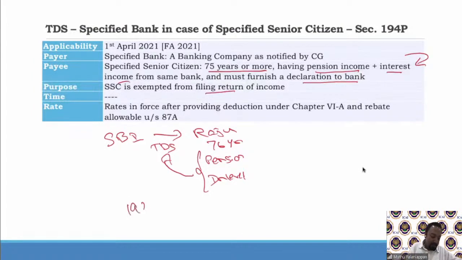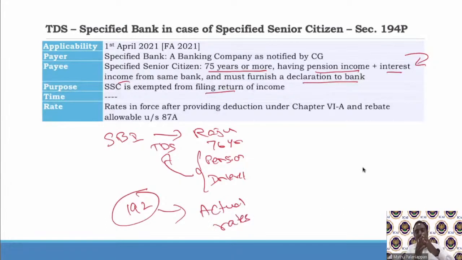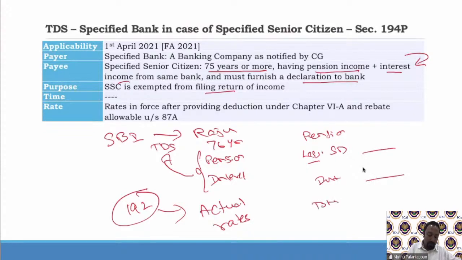Like your section 192. What do you do in 192? Actual rates. You calculate the total taxable income, on that you calculate the TDS, then deduct, right? Similarly for this also, you calculate the total income. So you take whatever is the pension income less standard deduction, then you add interest income. So you get your total income, less Chapter 6A deductions, net total income. On this you deduct TDS.